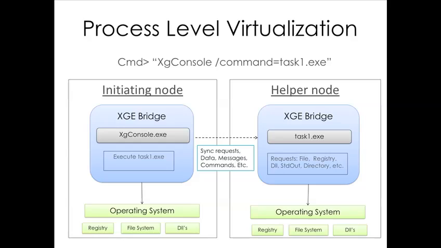So each time this task requires any information from the initiating machine, if it's a registry or DLL or executing a process, directory information, or anything else which is actually located on the initiating machine and not the helper, this virtualization environment will just go to the virtualization that resides on the initiating machine and get all the information required from the initiating machine instead of getting it from the helper node. So what we have here is a process level virtualization.